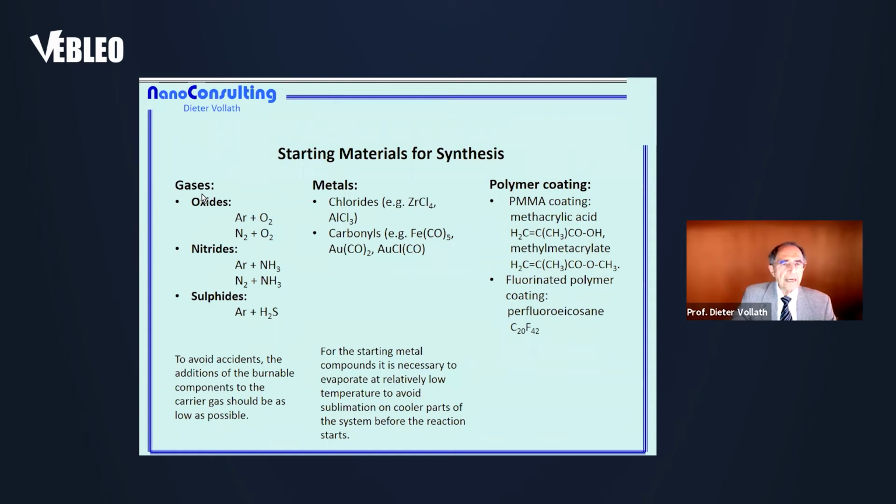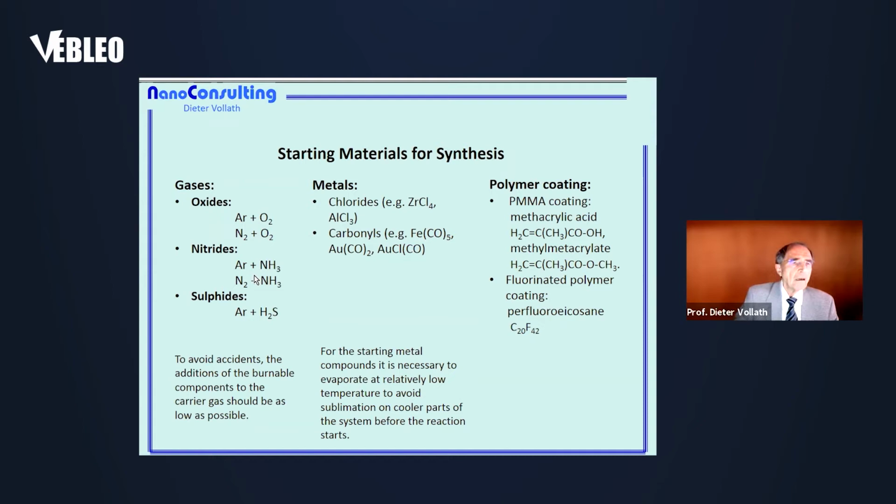We need a carrier gas, which also carries some of the reactants. To get oxide, as carrier we take argon or nitrogen and add some oxygen. A few percent in the gas is by far sufficient. To get nitrides, again, we use argon or nitrogen as carrier gas, and for the chemical reaction, for the formation of the nitride, we add ammonia.